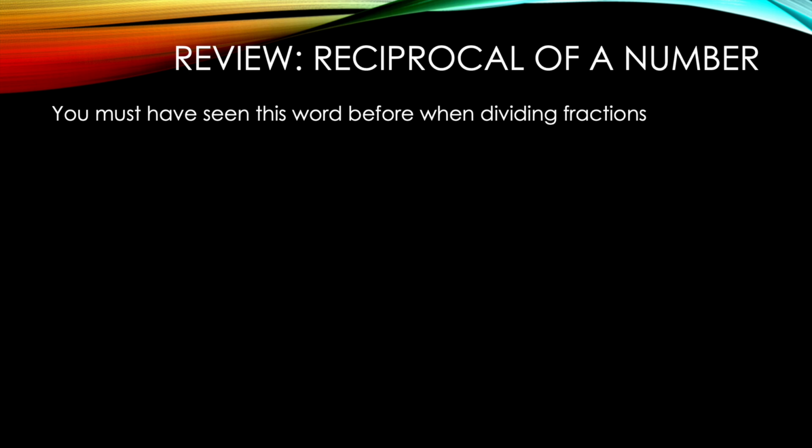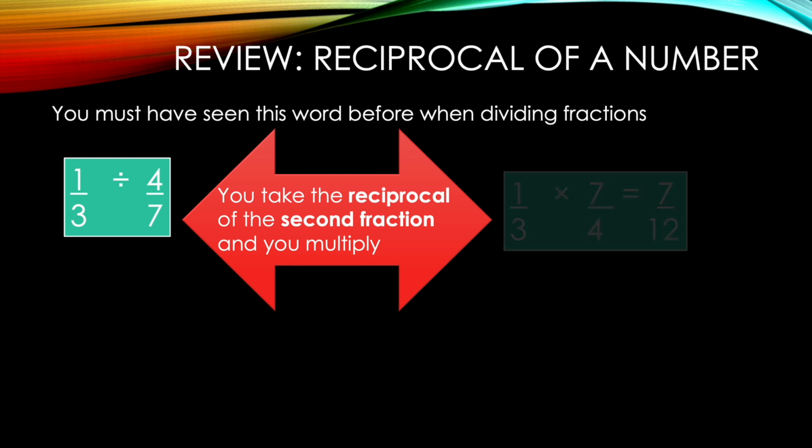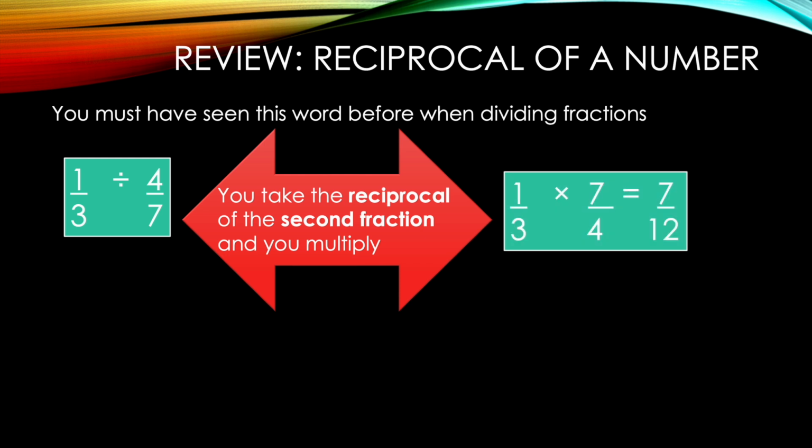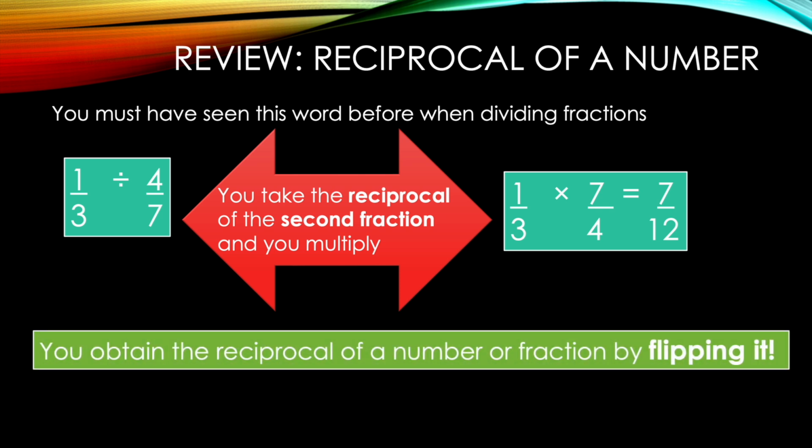A reciprocal of a number. You must have seen this word when dividing fractions. In this case, you would find the reciprocal of the second fraction, or you would flip the second fraction and then you would multiply. So in this case, you would flip the second fraction and you would get 7 over 4 instead of 4 over 7, and then you would multiply to get 7 over 12. This is called the reciprocal of a number. You take the reciprocal of a number by flipping the fraction.